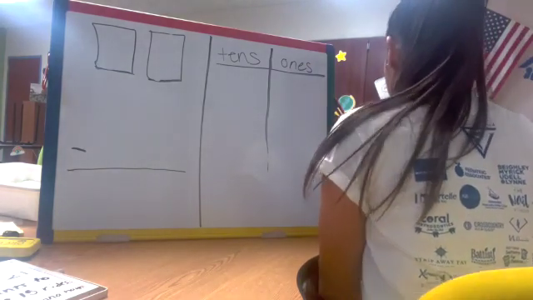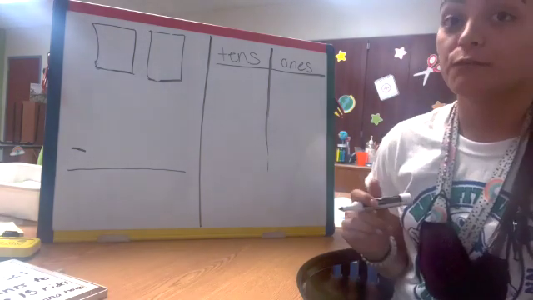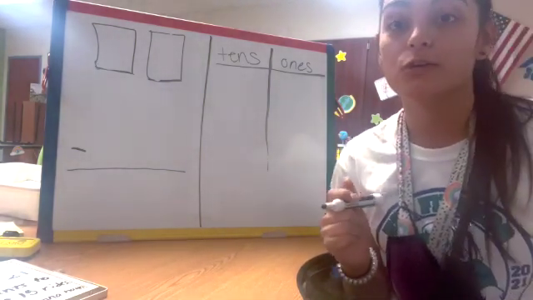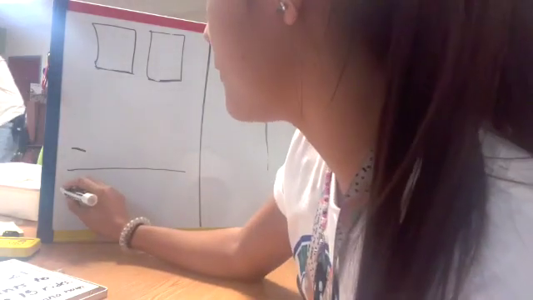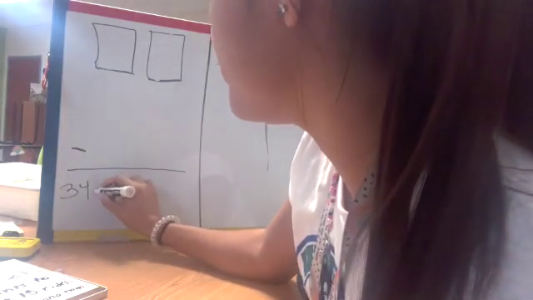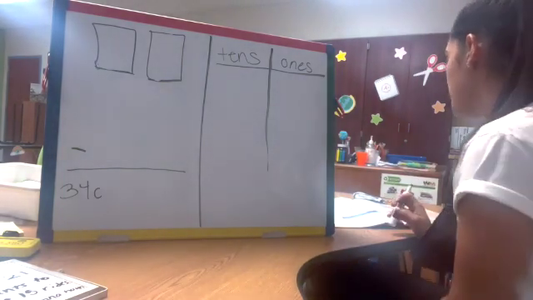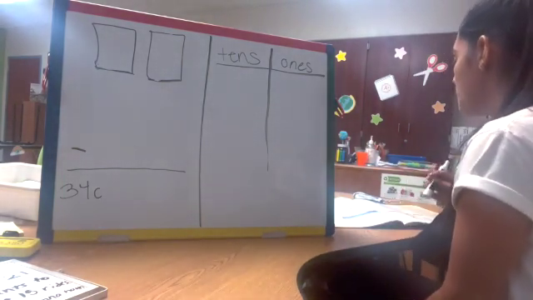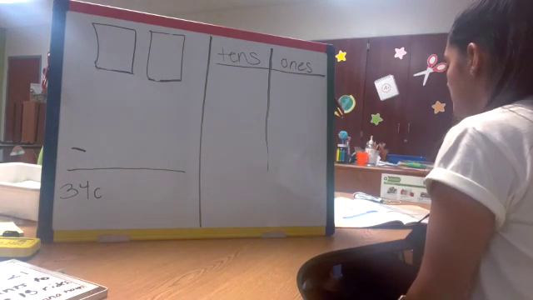So the word problem is, there are 34 chickens in the barn. So first thing you gotta do, write your notes. What are you gonna write? Good, 34 for 34 chickens. Okay, 34C. Okay, there are 34 chickens in the barn. If 16 chickens go outside into the yard, how many chickens will still be in the barn?